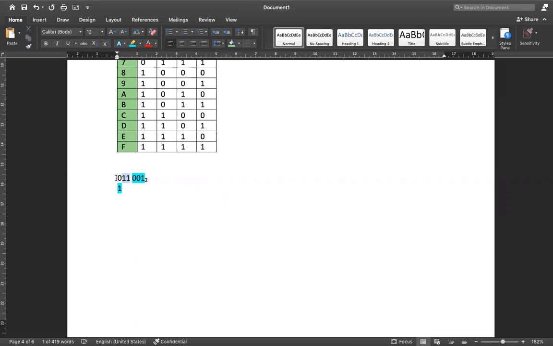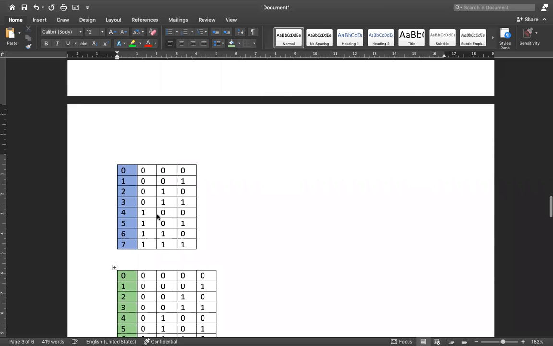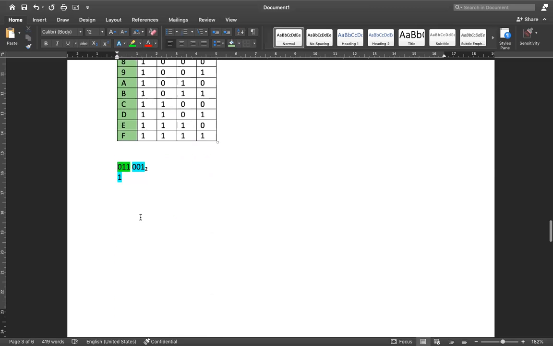Okay, then this set, the second set. What is the value of that second set? 0, 1, 1. What is the value from the first table? 0, 1, 1. It is 3. Okay, it is 3. So let's highlight in green color.